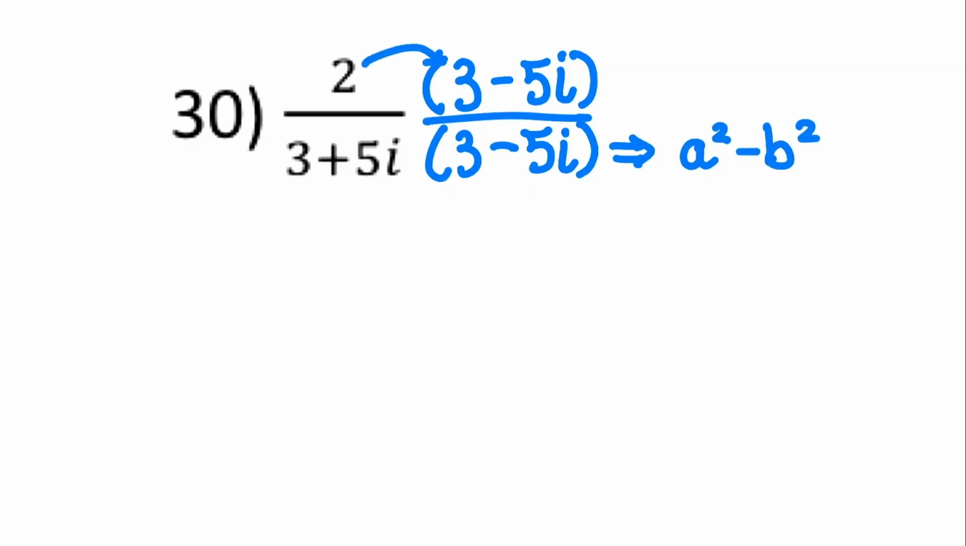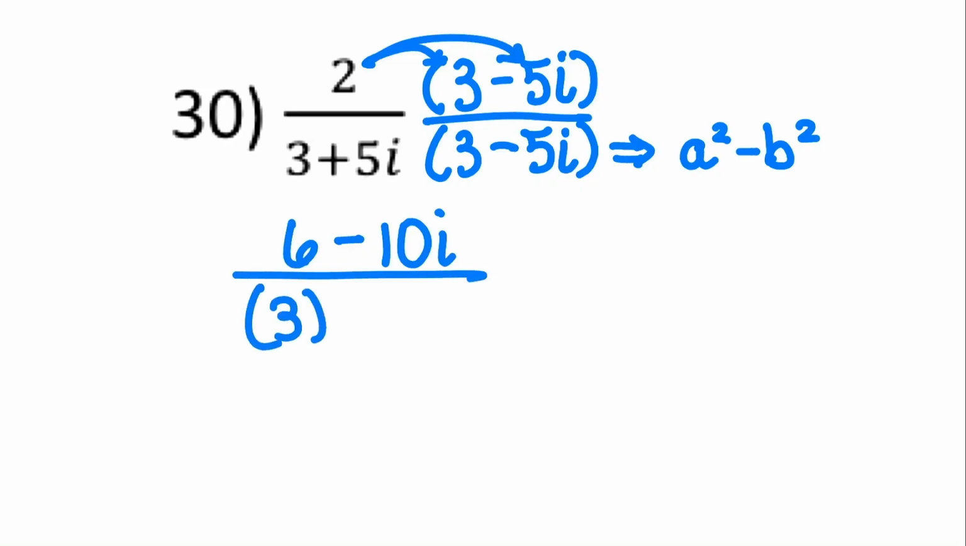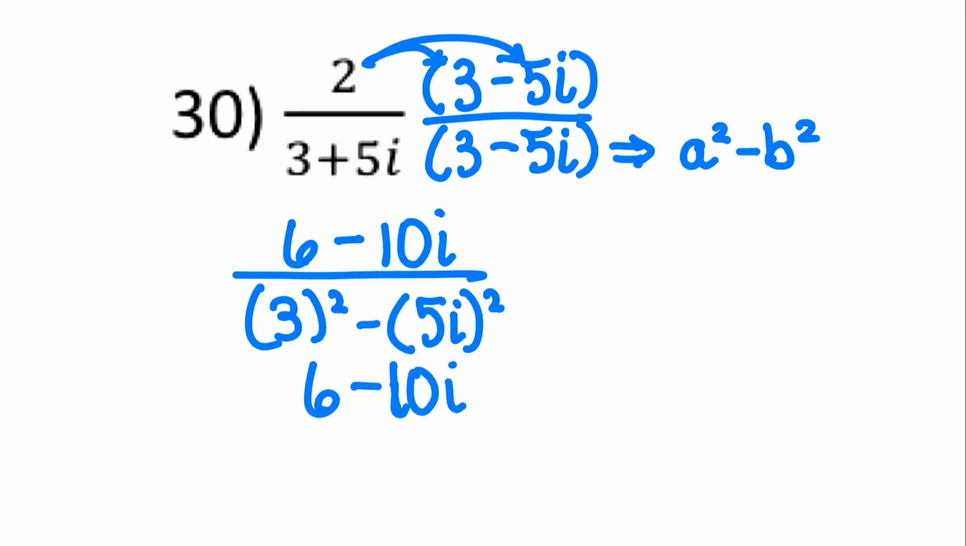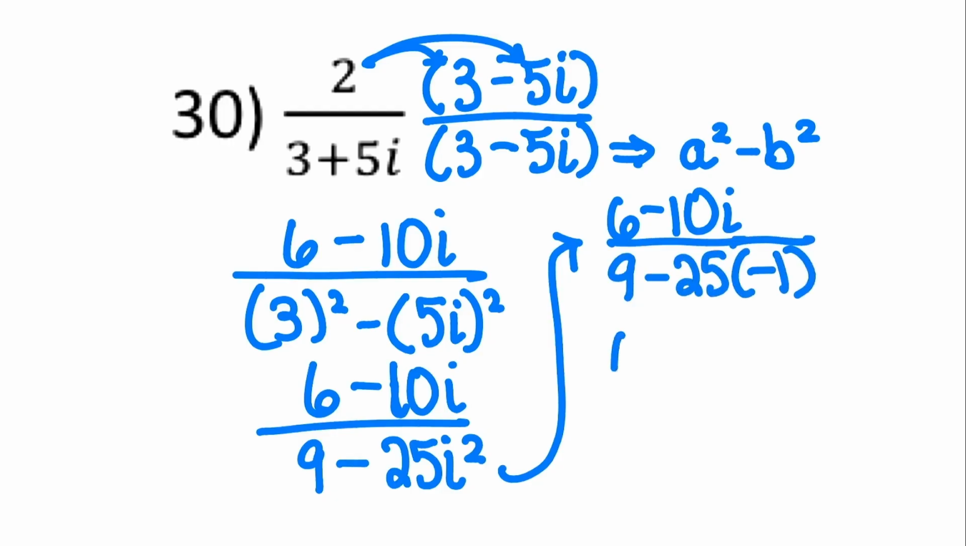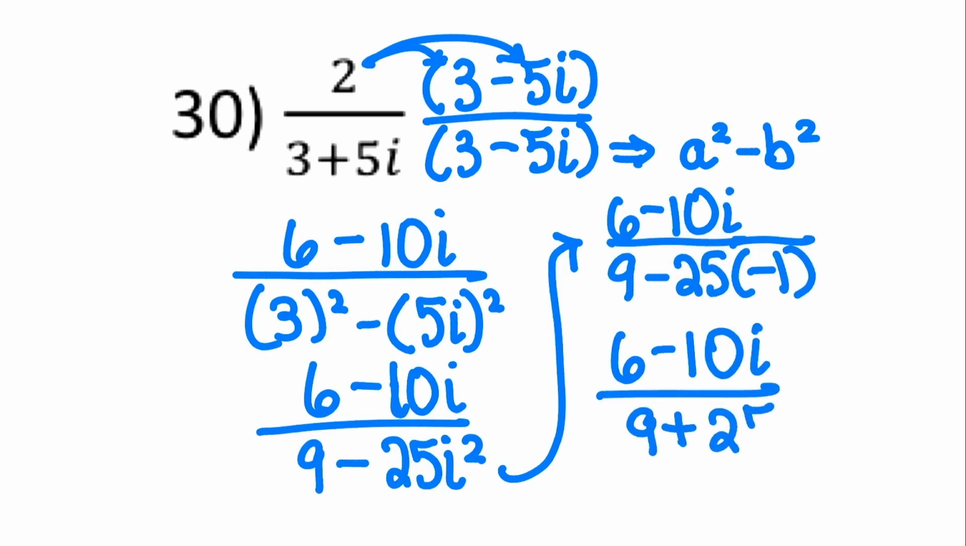Now let's distribute this 2 to both terms. We're going to get 6 minus 10i over 3 squared minus 5i squared. So we're going to have 6 minus 10i over 9 minus 25i squared. 6 minus 10i over 9 minus 25 times negative 1. 6 minus 10i over 9 plus 25.